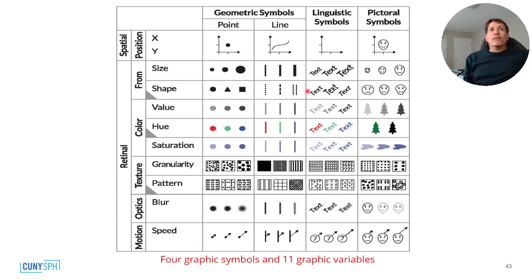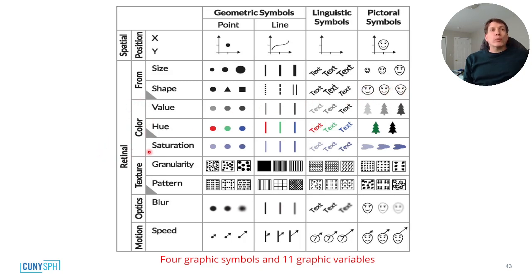And the same applies for lines, because we can have different dash patterns, and then they are going to be telling us, oh, there are different things there. And in linguistic symbols, we can use different font types, for example, to make that emphasis or that distinction, or the text itself can just be the description. And in pictorial symbols, we can have different representations and create different categories just using variations of them.